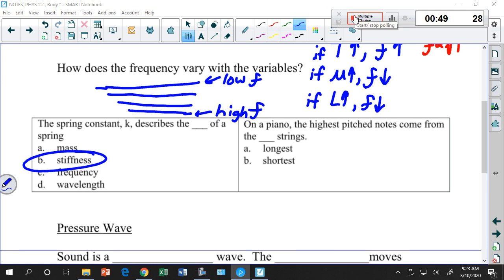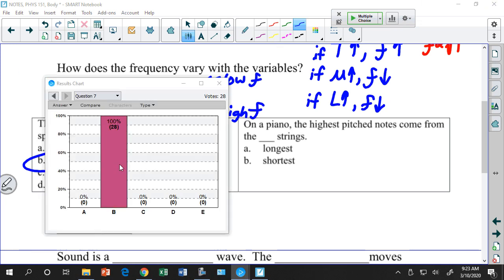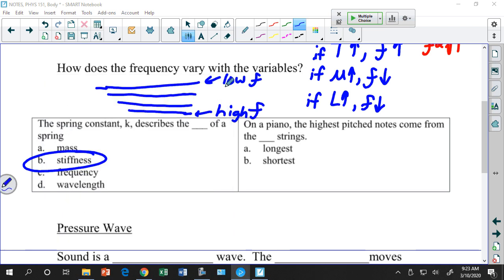Anyway, let's stop at 55. I miss our piano, though. A keyboard just doesn't really recreate the sound of a piano nearly the same. I miss it. They told me that it would. Whoa, look at you. B is right. Yeah, so the highest pitched notes come from the shortest strings.